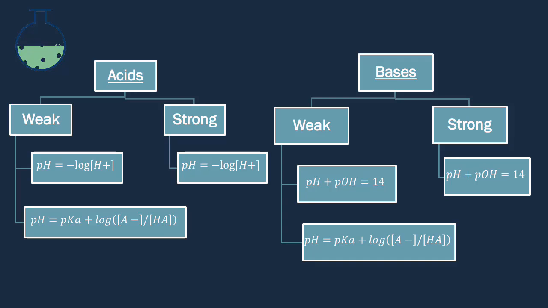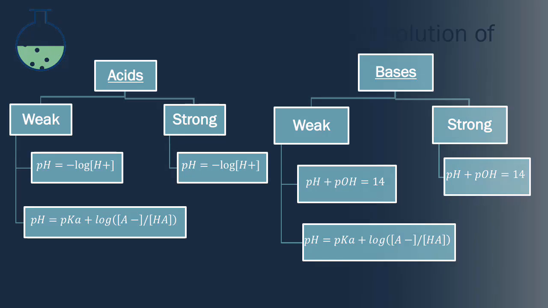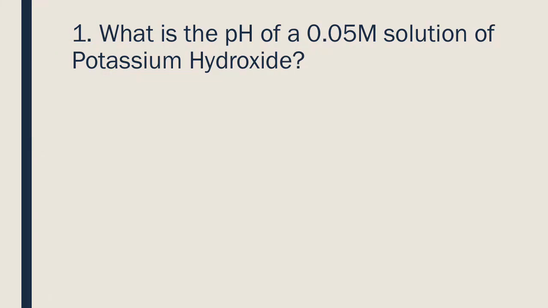The first example problem that we will go over is: what is the pH of a 0.05 solution of potassium hydroxide? So we know that KOH is a strong base. This strong base will completely dissociate in water to be K+ and OH minus. So that means for every 1 mole of KOH, there will be 1 mole of OH minus. Therefore, the concentration of OH minus is 0.05.